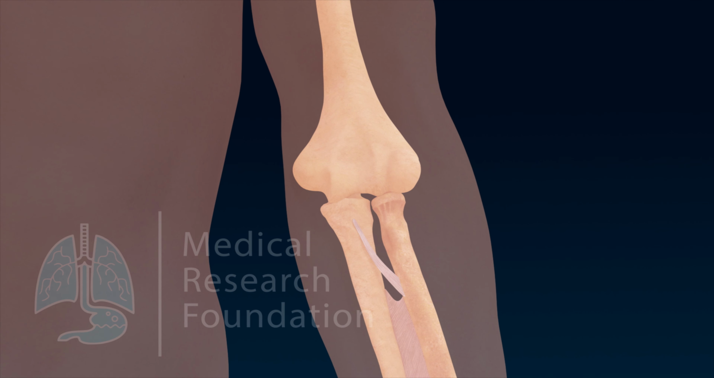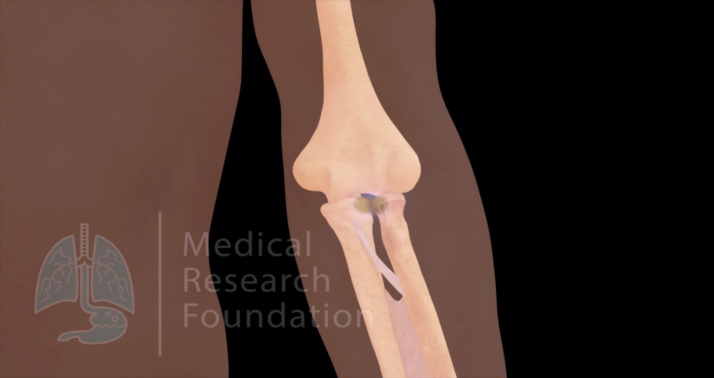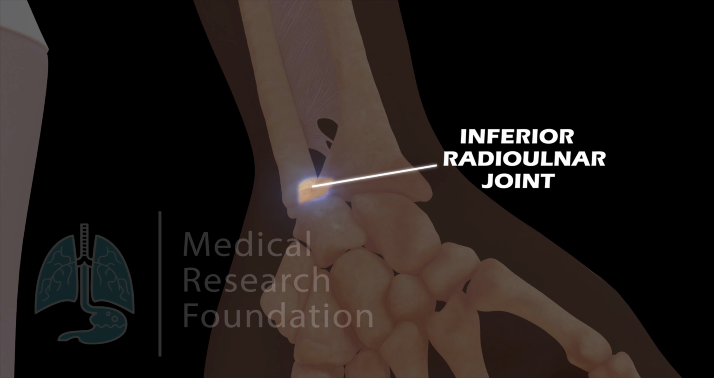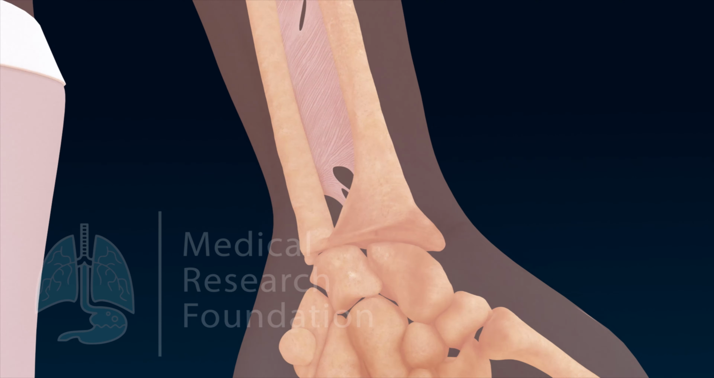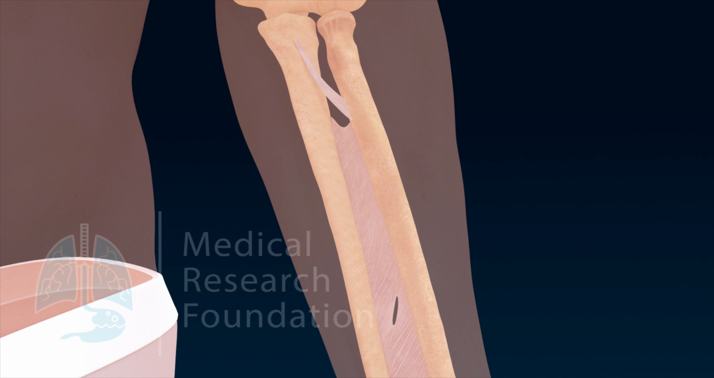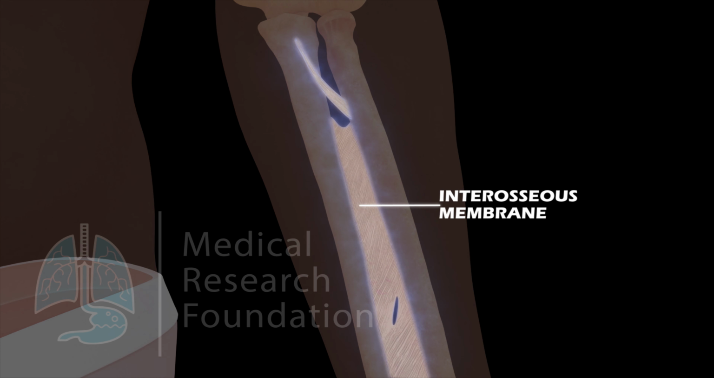These two bones articulate at both their ends to form superior and inferior radio-ulnar joints. Their shafts are kept at optimal distance by the interosseous membrane.